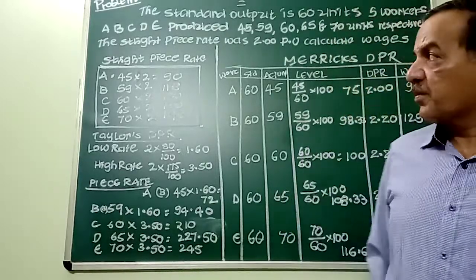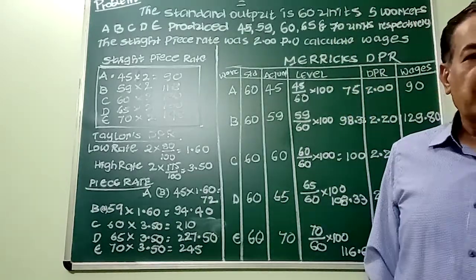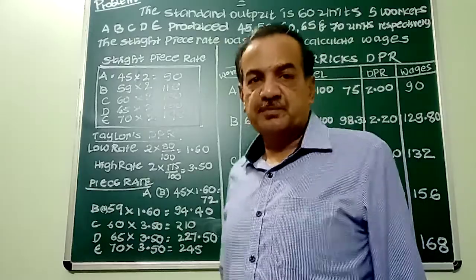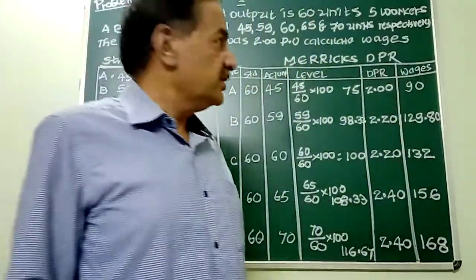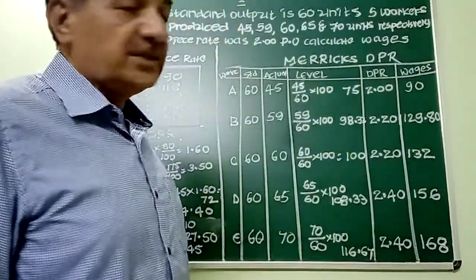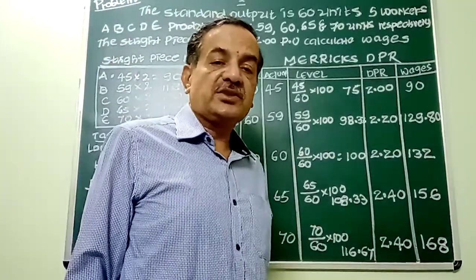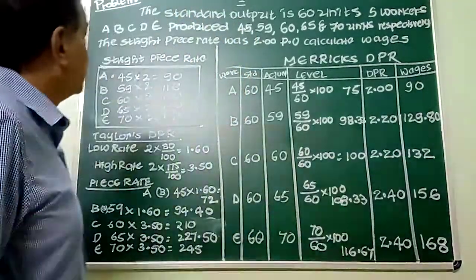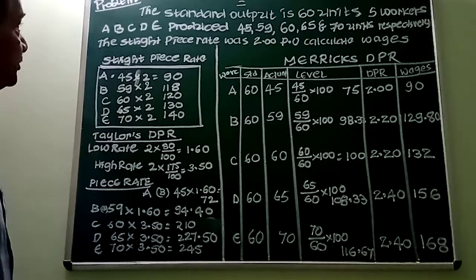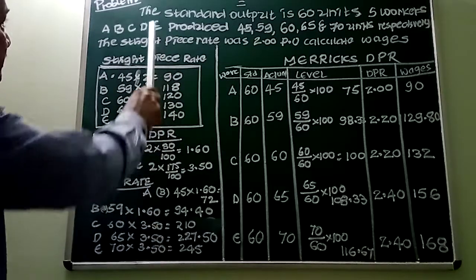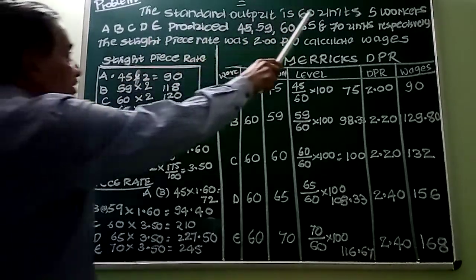Dear students, today we will solve one more problem on calculation of wages in the chapter labor cost control. See, this is the problem given. The standard output is 60 units.